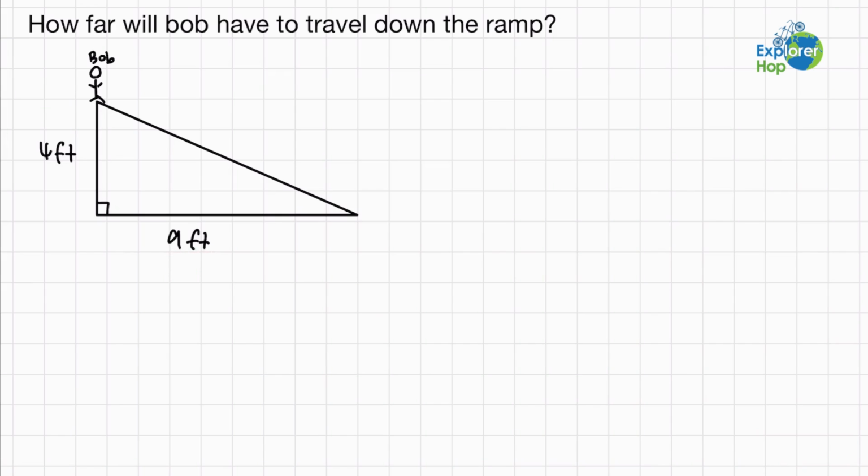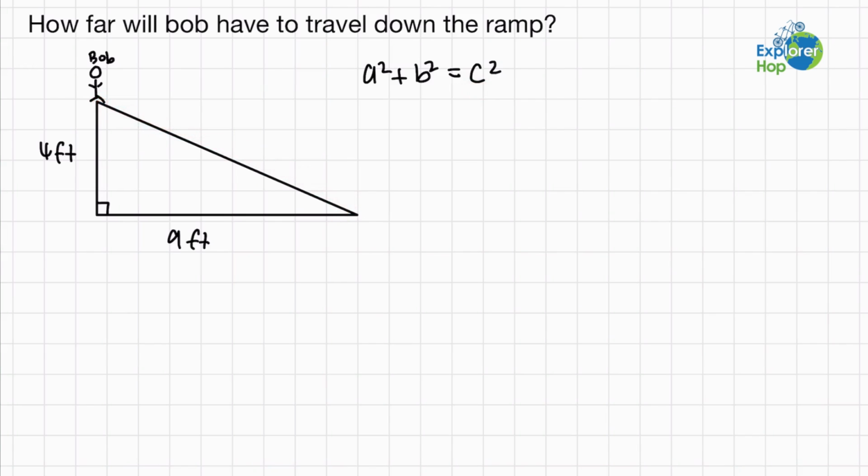So what we're trying to find is the length of this ramp to see how far Bob will have to travel. So in order to find this, we can use the Pythagorean theorem. To recall, the Pythagorean theorem is a squared plus b squared equals c squared. In this case, our a is this length and our b is this length. C is the unknown length that we are trying to find.